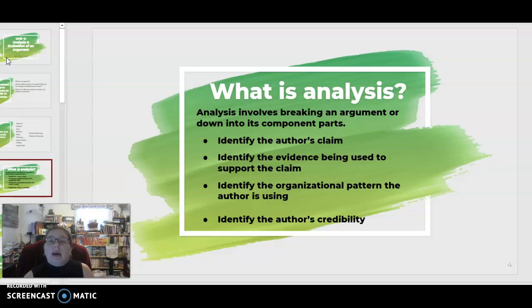So you've been doing analysis all along. Analysis means to break an argument down into its component parts. So we pick apart the essay and we say, who is the audience? What is the purpose? What is the main idea? What are the pieces of evidence? In our final paper, you're going to be evaluating those pieces once we've identified them.